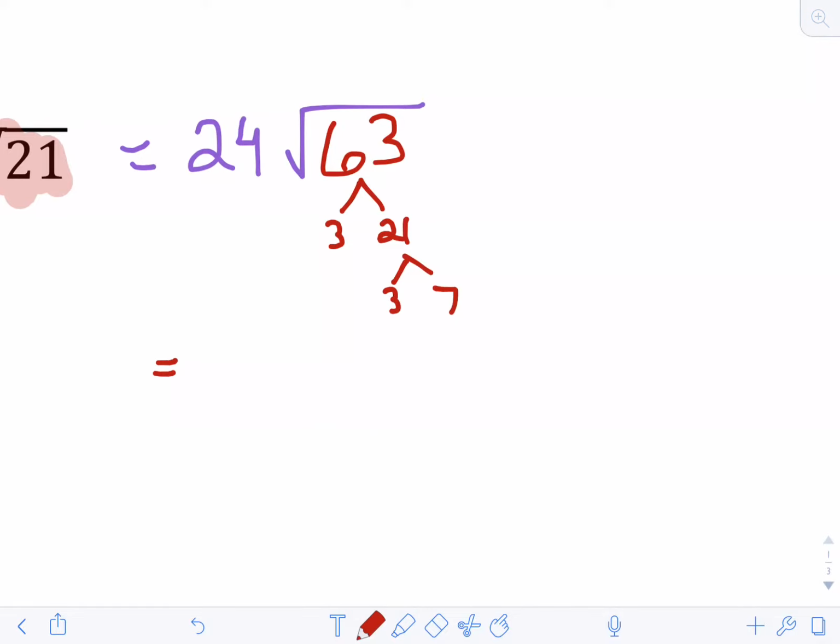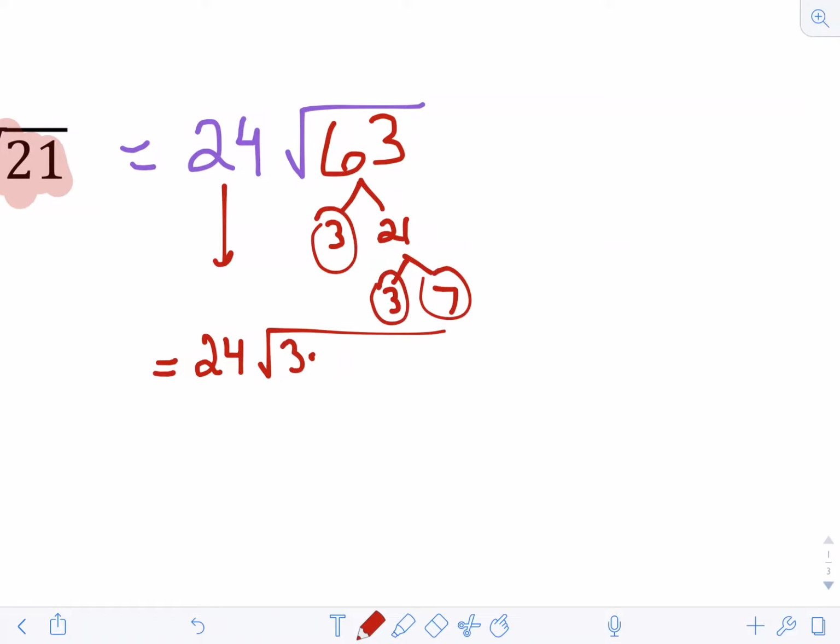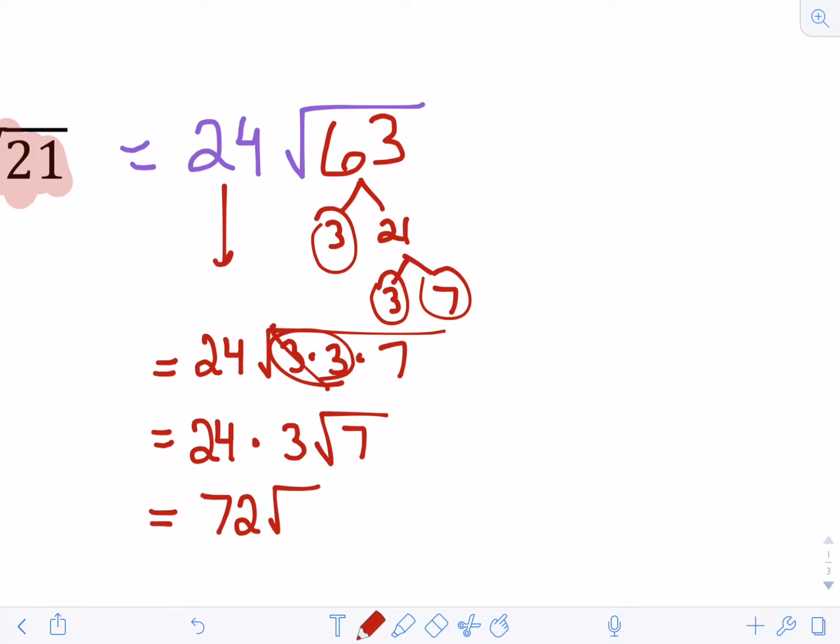So what I have is I still have a 24 on the outside. I'm going to bring down, and for the square root, we're going to put our prime numbers in there. So we have 3 times 7. You look for your pairs, circle it, and that comes out on the outside of your radical. So cross it off, and I have a 7 left over. So to simplify this, we're just going to do 24 times 3 to give us 72. So 72 square root of 7 is our final answer.